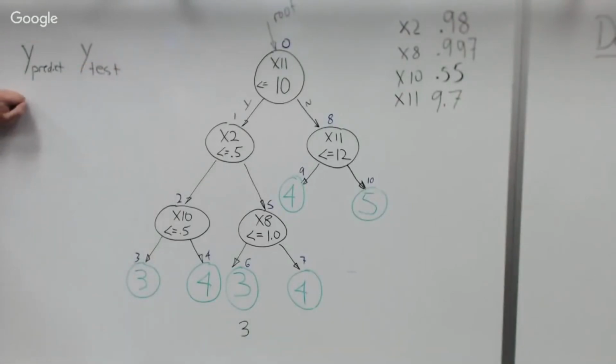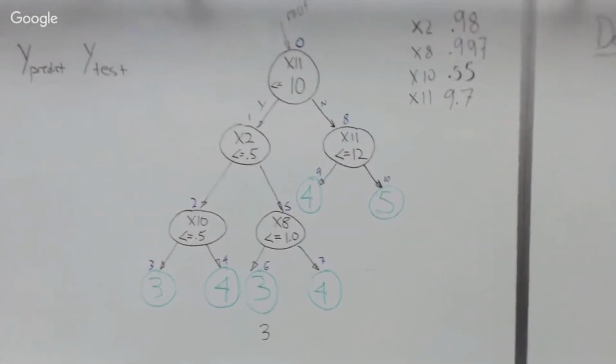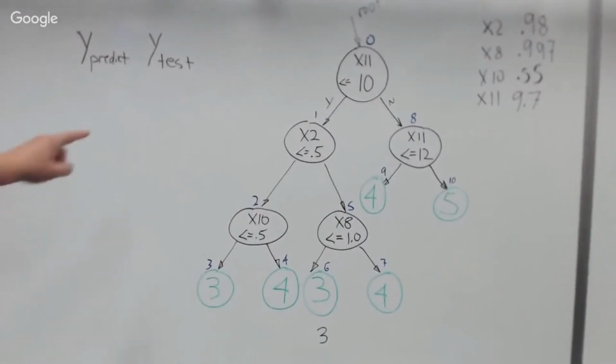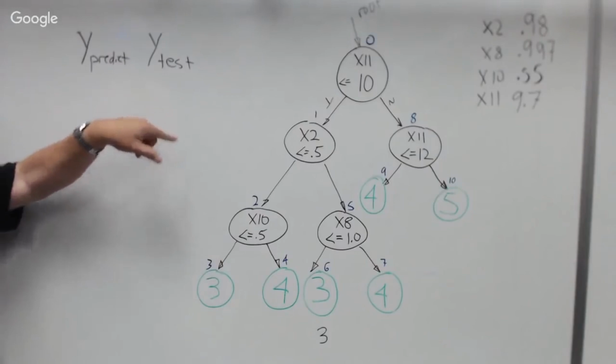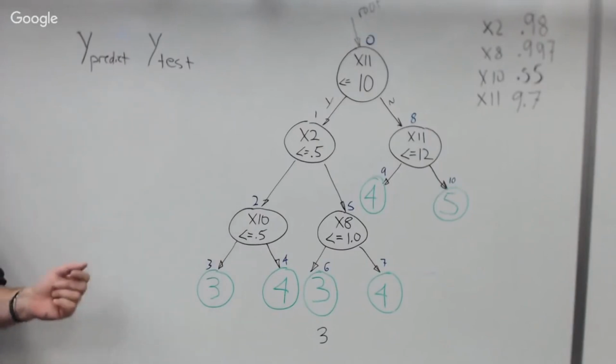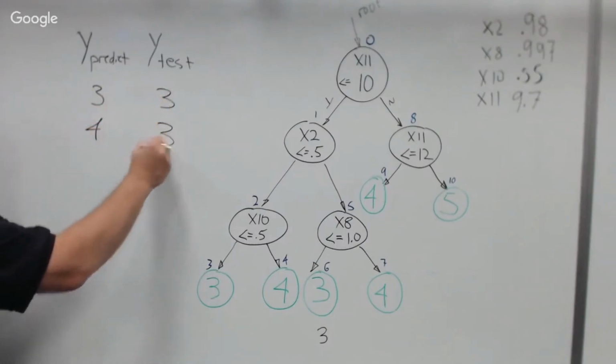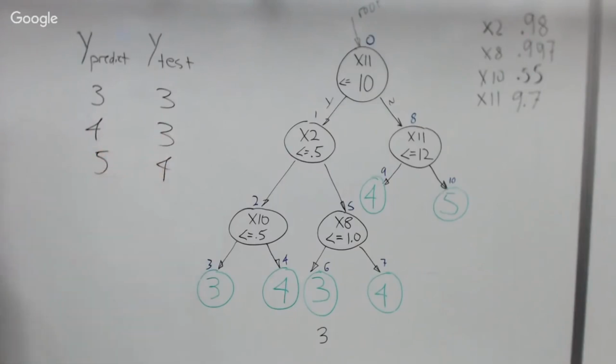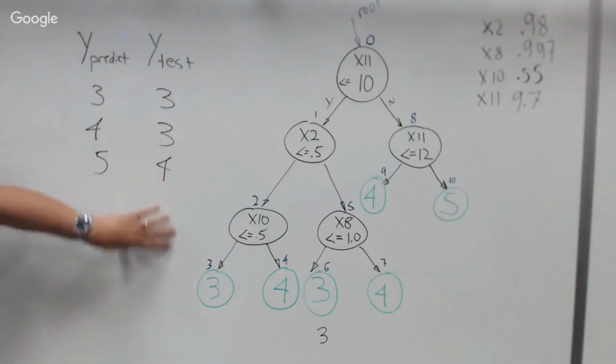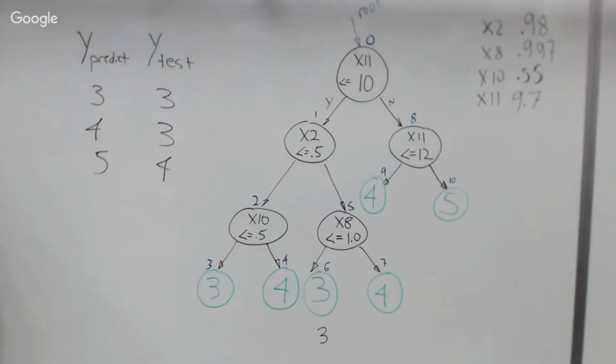So y-pred is the number that our model thinks that particular data element is, and y-test is the value that we know already. We hid that data from the system, and now we're testing to see how good it is. Let's say our predict is 3, our test is 3, 4, 3, 5, 4. So say we're making a prediction and then we're comparing it to what the actual data was. What sorts of values would you like to see in these columns if your model is working well?